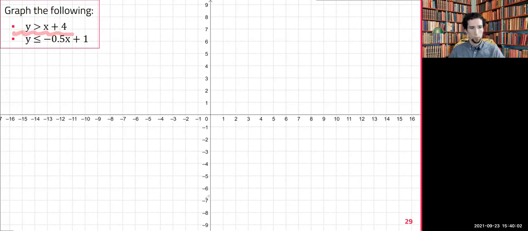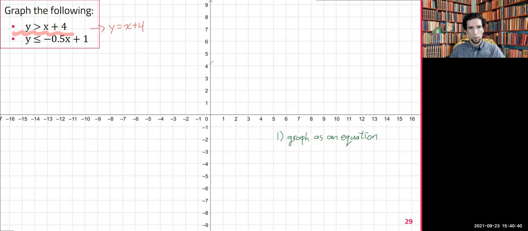So our steps for graphing linear inequalities like this. Step one is graph it as an equation. So take your inequality, imagine that it was just an equation. Let's write that out here. y equals x plus 4. So graph that line first. Graph y equals x plus 4.